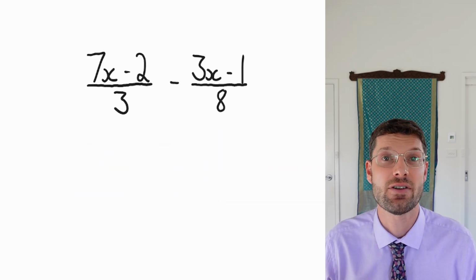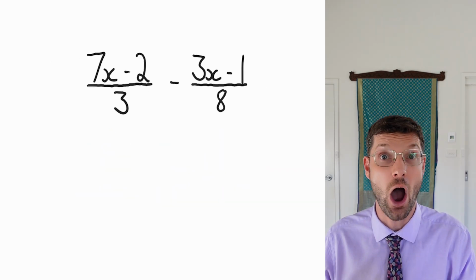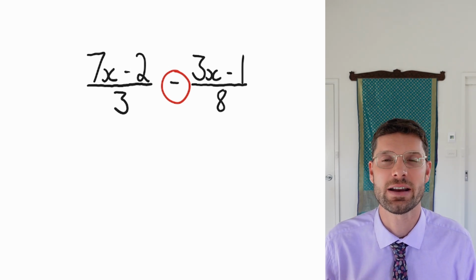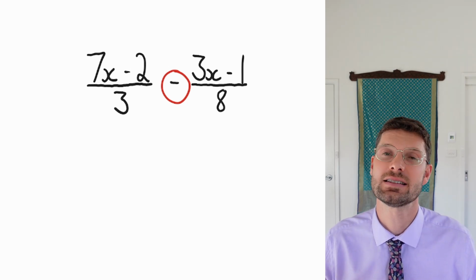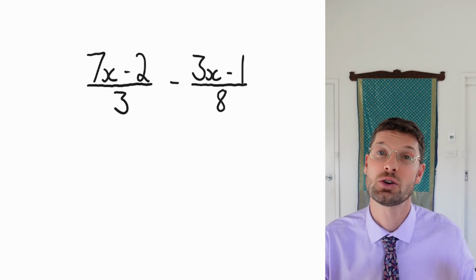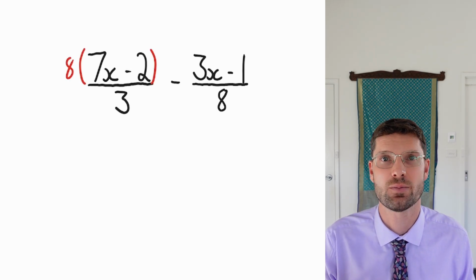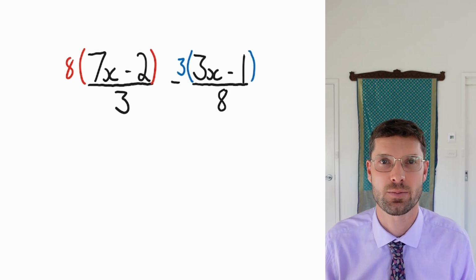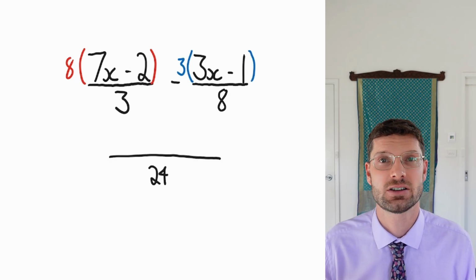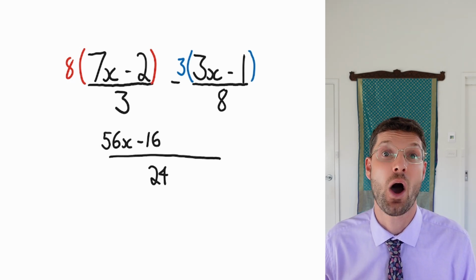So here I've got 7x minus 2 over 3 minus, that's really important, look for that subtraction, and then 3x minus 1 over 8. Again, the same steps are happening. We've got to make sure that we get the same denominator. So we're going to multiply the whole first fraction by 8 and the whole second fraction by 3, giving us over 24. So when I go to expand this, I've got 8 times 7x, which is 56x minus 16.